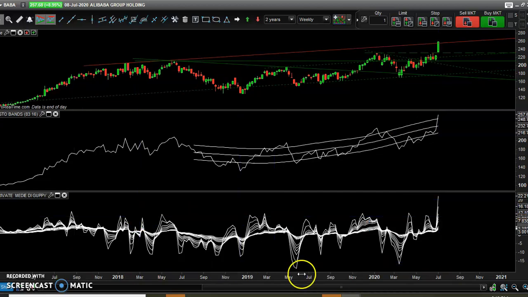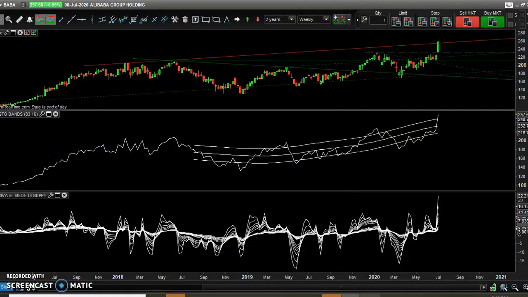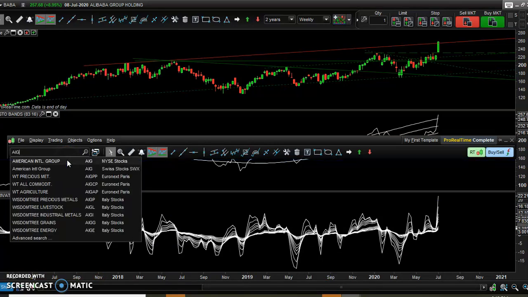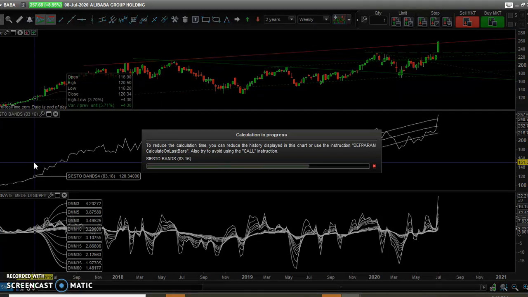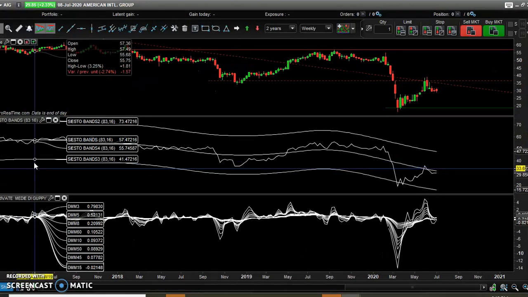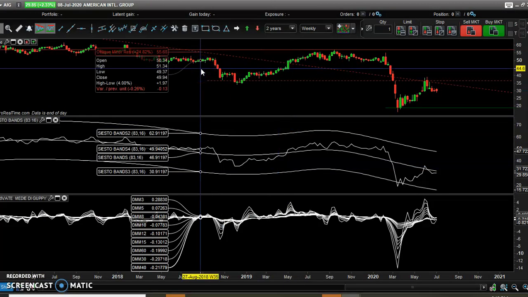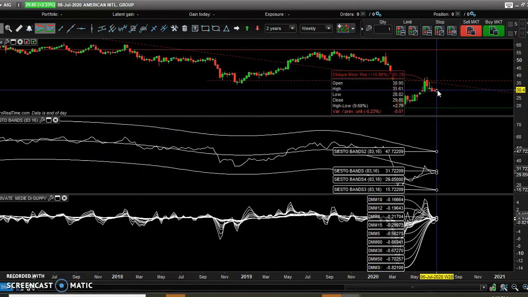Now let's move on and analyze AIG and see what we can retrieve for the AIG company. Okay, now actually the scenario will be quite different. While for Alibaba we are experiencing a strong weekly uptrend, for AIG the scenario is completely different, and the reason is because, as you can see here, the price is in a descending channel.